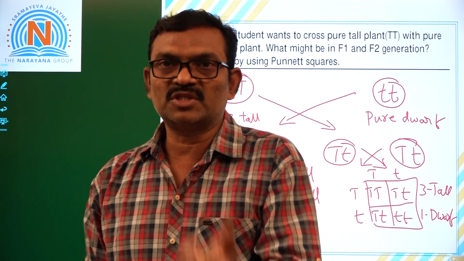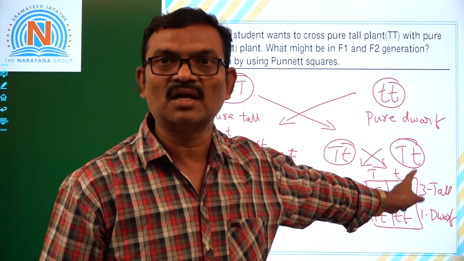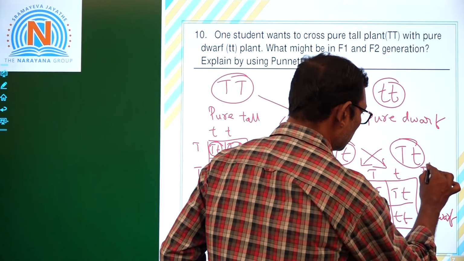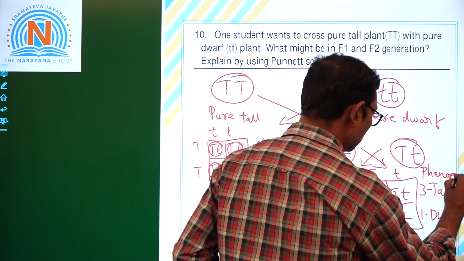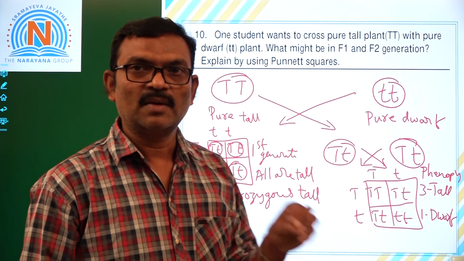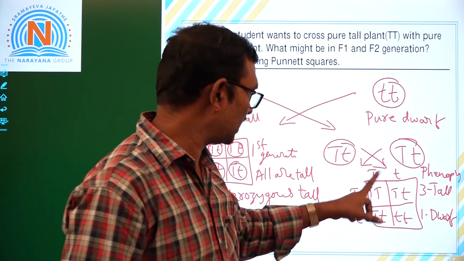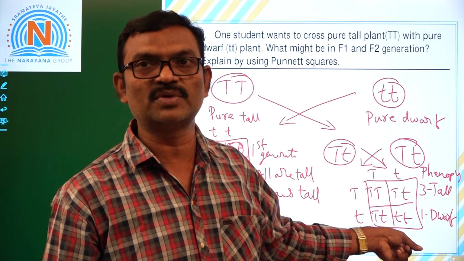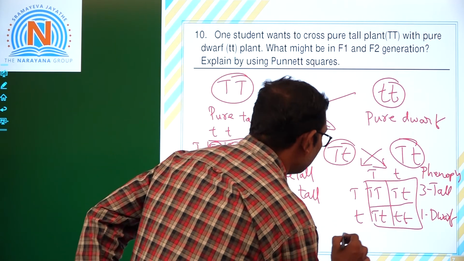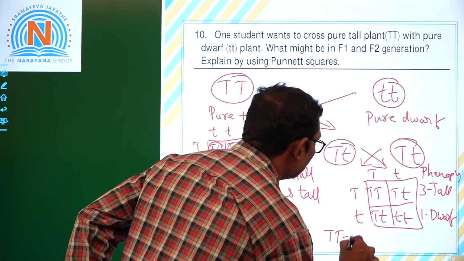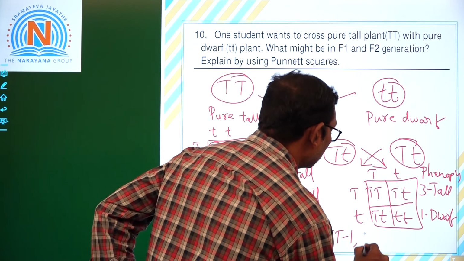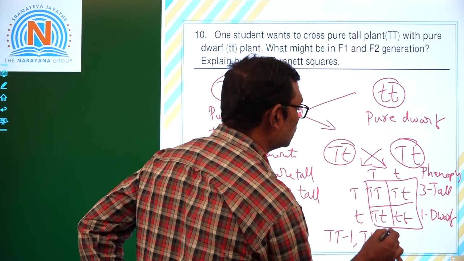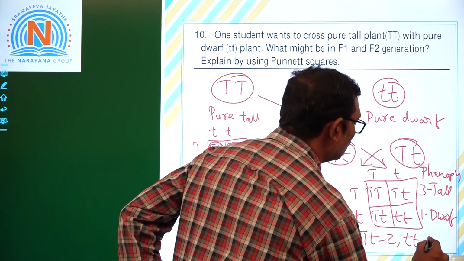So by external visible character, we can decide three are tall and one is dwarf. So this is called phenotype. But by genetical composition, if you observe what kind of tall, how many are pure tall, how many are heterozygous tall, and how many are pure dwarf. Capital T capital T, one, that means pure tall. Capital T small t is heterozygous tall, two. This one and this one. And small t small t, pure dwarf, is one.